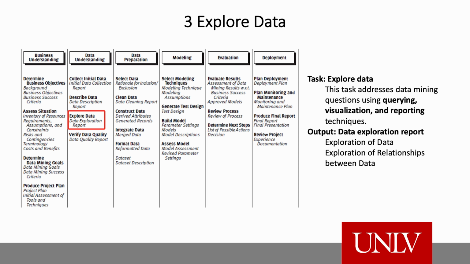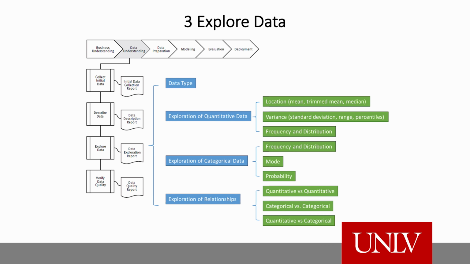Now that we have collected and described our dataset, the next step is to explore the data to build an initial understanding of its characteristics. In this stage, our goal is to start answering basic data mining questions using simple queries, visualizations, and summary statistics. We begin by looking at the data type, followed by exploring the distribution of key variables, especially the target variable if our project involves prediction.